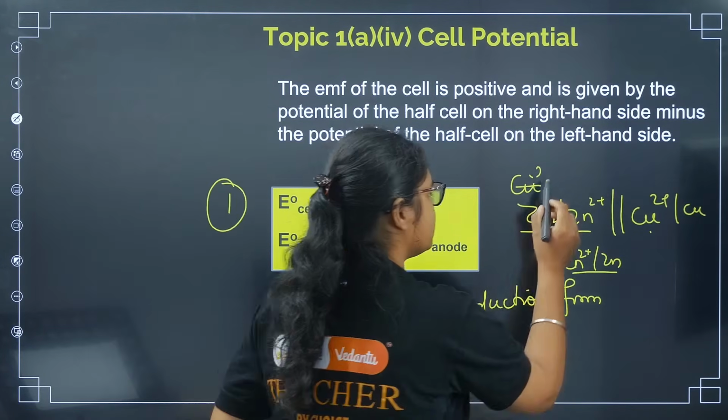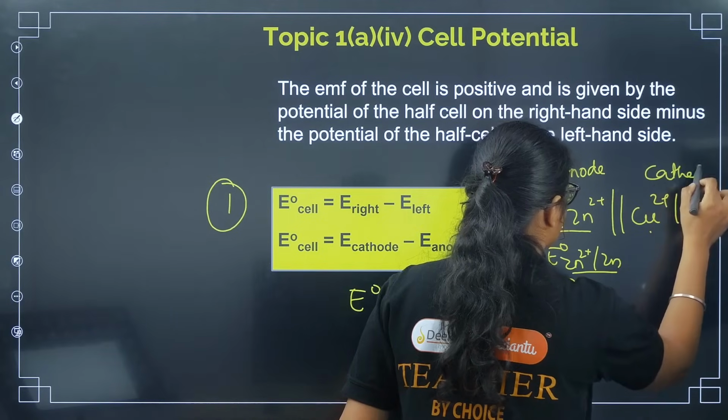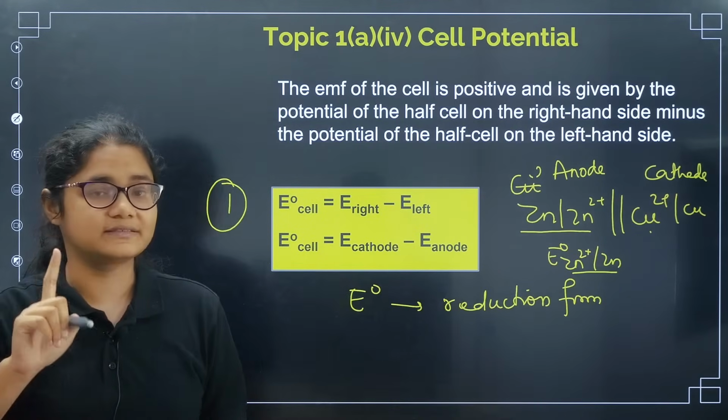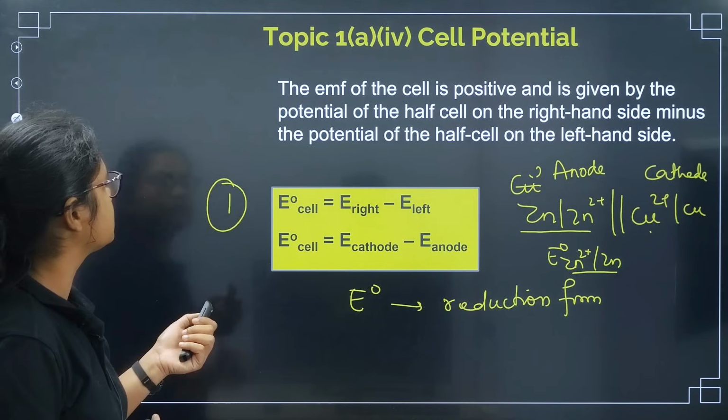So that is why you have to remember, the left side is always anode and the right side is always cathode. Cathode minus anode. Don't make a mistake in this formula. It is always cathode minus anode. Okay, now we will go to the next one.